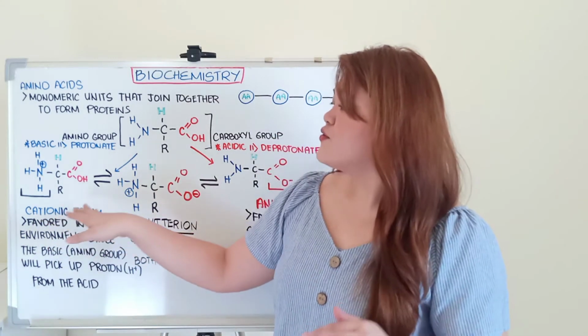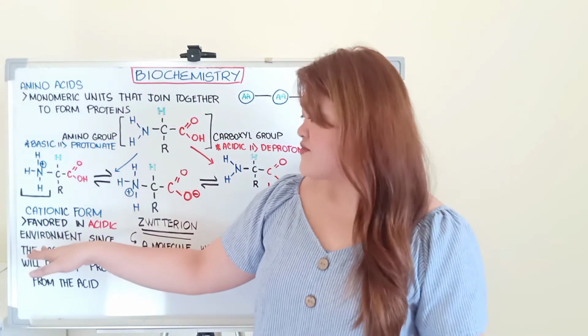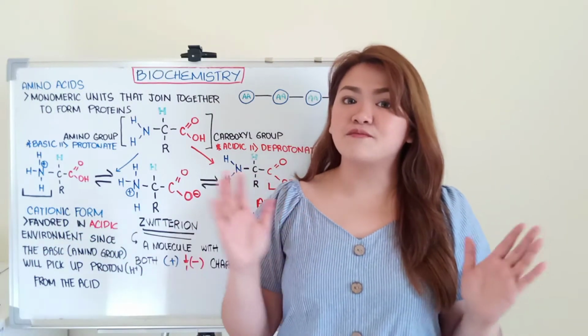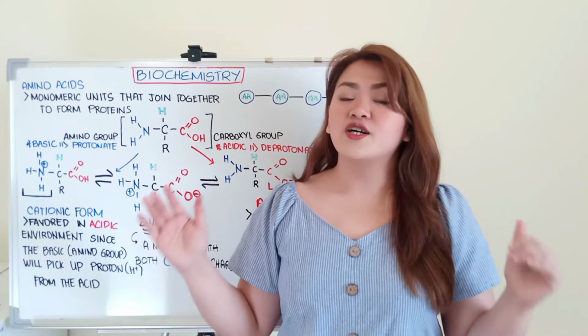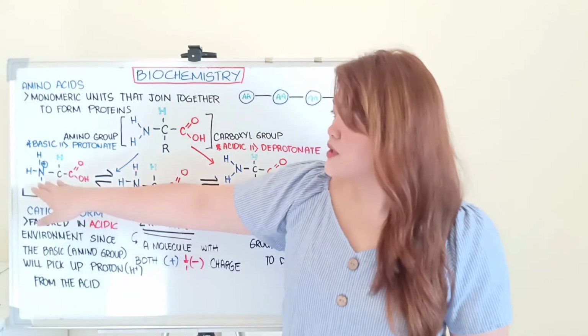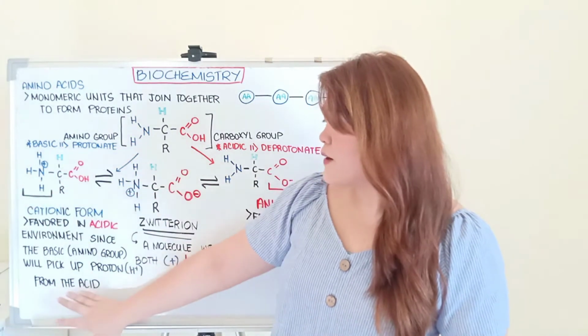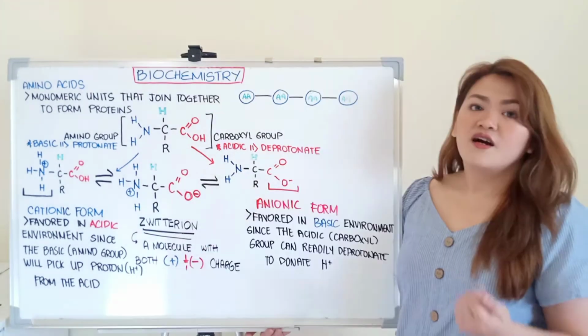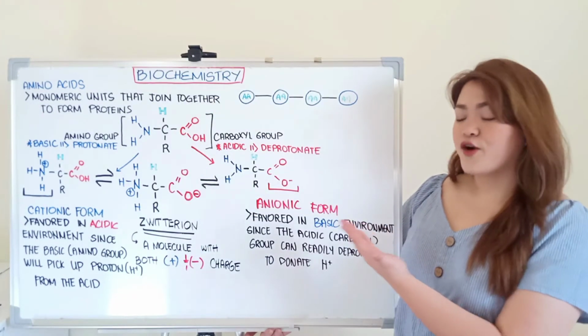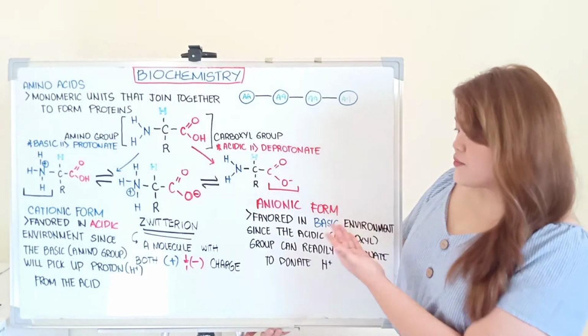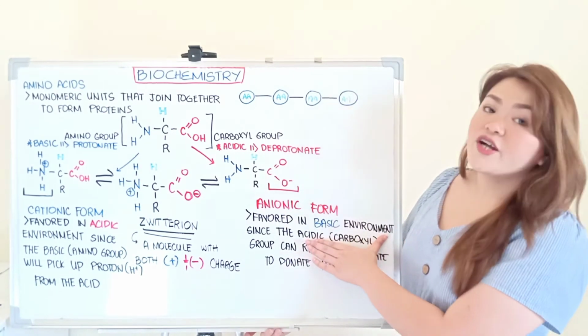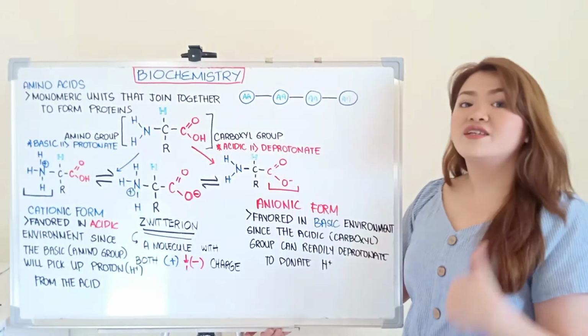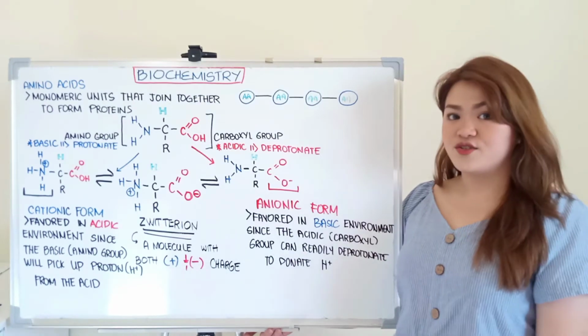Again, the cation form is favored in acidic environment kasi parang acid-base neutralization lang to, in which the basic or the amino group will readily pick up hydrogen from the acid. On the other hand, the anionic form is favored in basic environment kasi yung acidic or the carboxyl group natin will readily deprotonate to give off hydrogen.